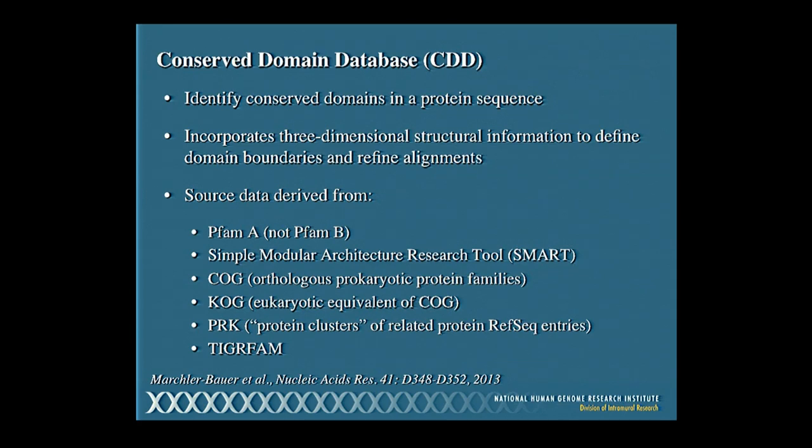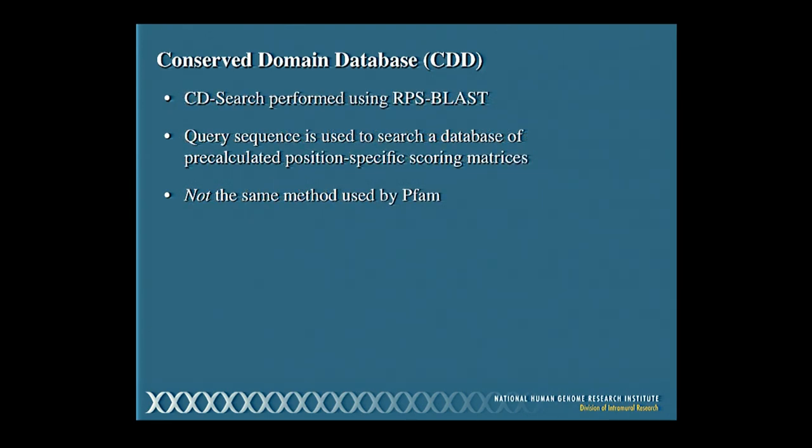The data comes from a number of sources, including PFAM, but not PFAM-B, and a bunch of other databases that are focused on collecting information on groups of orthologous proteins. Okay. So the way the CDD searches are conducted is through a variant of BLAST called RPS BLAST, Reverse Position Specific BLAST.